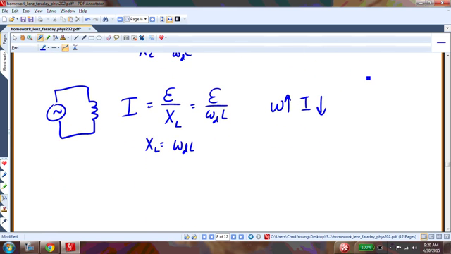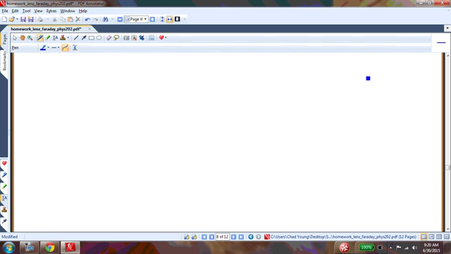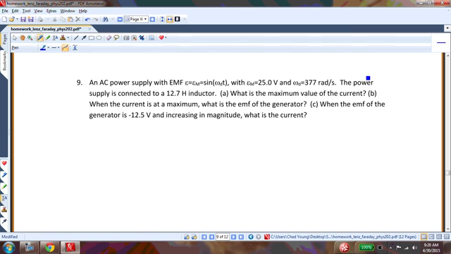And we'll do 9, and actually on number 9, we're going to not do part C, so you can just forget about part C. It was a little more complicated than I thought. Okay, so here I have this AC power supply, and it's connected to an inductor, and I want to know what is the maximum value of the current.